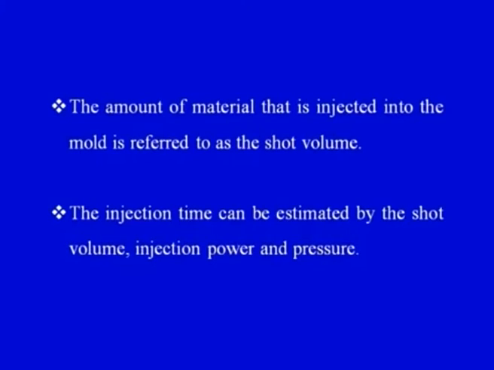The injection time can be estimated from the shot volume, injection power and pressure. So we can see how much injection time would be required, and it will depend upon the shot volume, the injection power and the pressure. All these are important points when we are going to optimize our injection molding process for a specific plastic material and for a specific product.